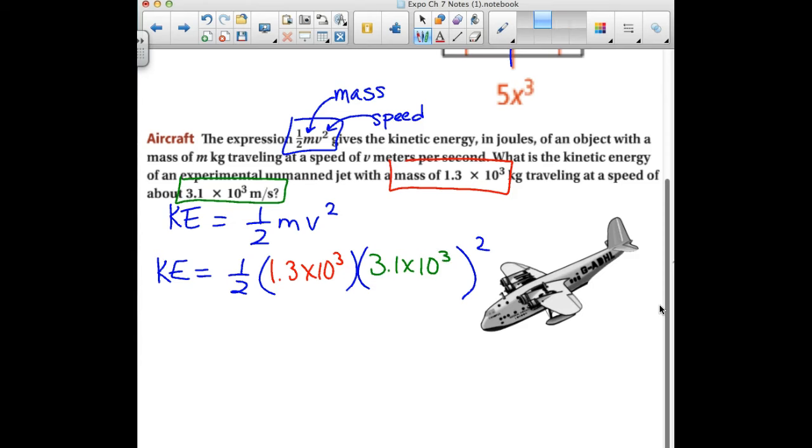Now, order of operations says that we need to deal with this exponent first, all right? So we are going to square the two pieces that are inside. That means 3.1 gets squared and 10 to the third gets squared. Now the 10 to the third, we can simplify that as squared, as 10 to the sixth, a power to a power. And 3.1 squared, 3.1 times 3.1 is 9.61. All right, so we have simplified the square part.